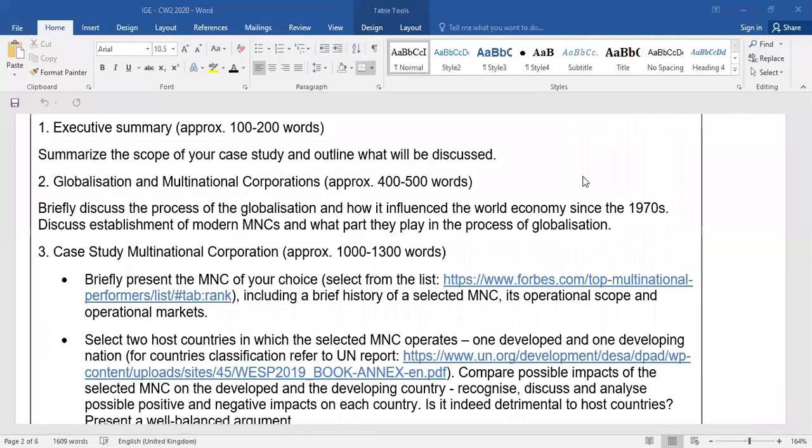Thanks, Bridget. Okay, so students, this is how you have to write your executive summary. You are to read the exact instructions. These are your instructions. Briefly discuss the process of globalization, how it has influenced the world economy since the 70s. Discuss the establishment of modern MNCs and the part they play in the globalization process. Students, all of this has to be reworded and it must go into your executive summary in future tense. All of this, you are to present a case study of a chosen multinational.